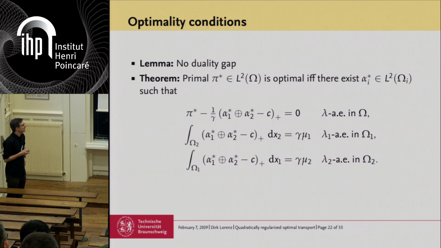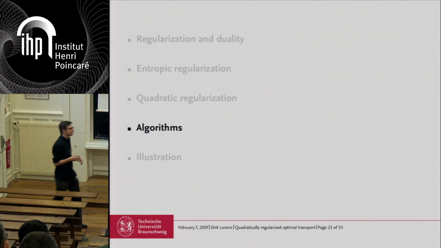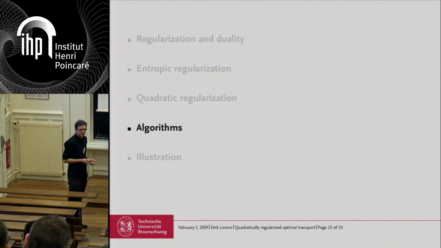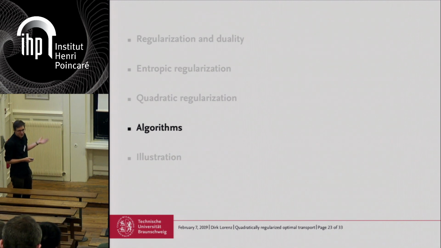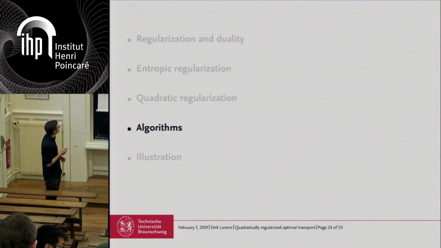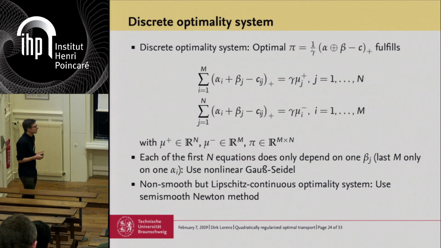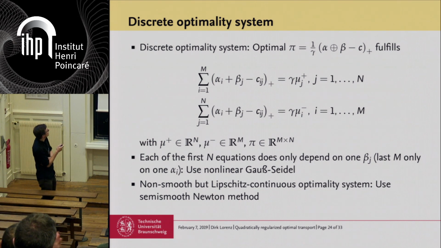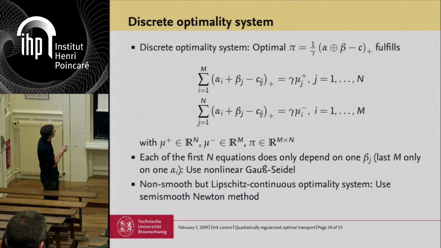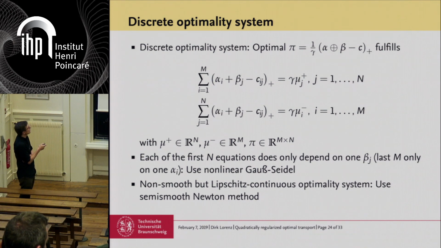Okay, let's see if this can be done for algorithms. And algorithms you only analyzed in the discrete case. The continuous case is what we wanted to do, but we did not start yet because the analysis took us just too long. It was just too complicated. So here are the algorithms in the discrete case. The discrete optimality system looks like that. You have this outer sum and minus the c, positive part, dividing by gamma gives you the optimal plan. The alpha and beta are just characterized by these two systems of equations: for the one measure, you have one set of equalities, and for the other measure, you have another set of equalities.